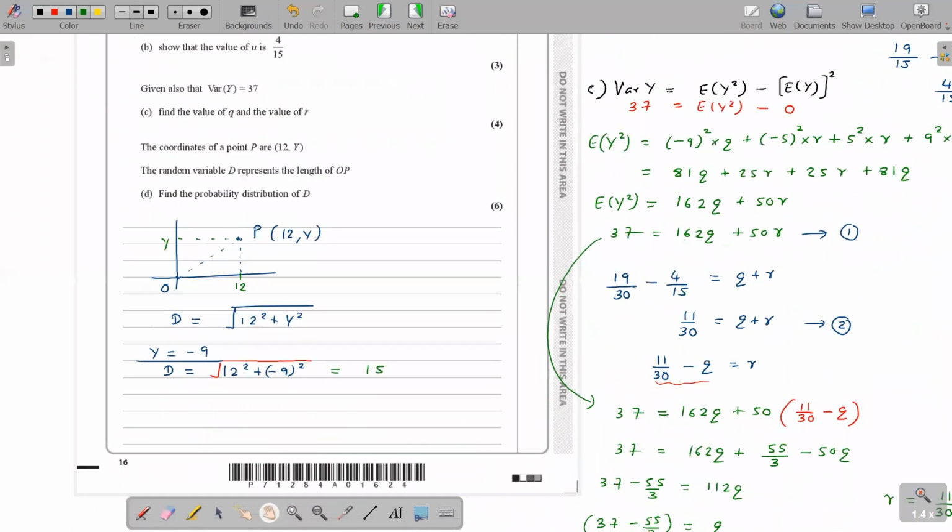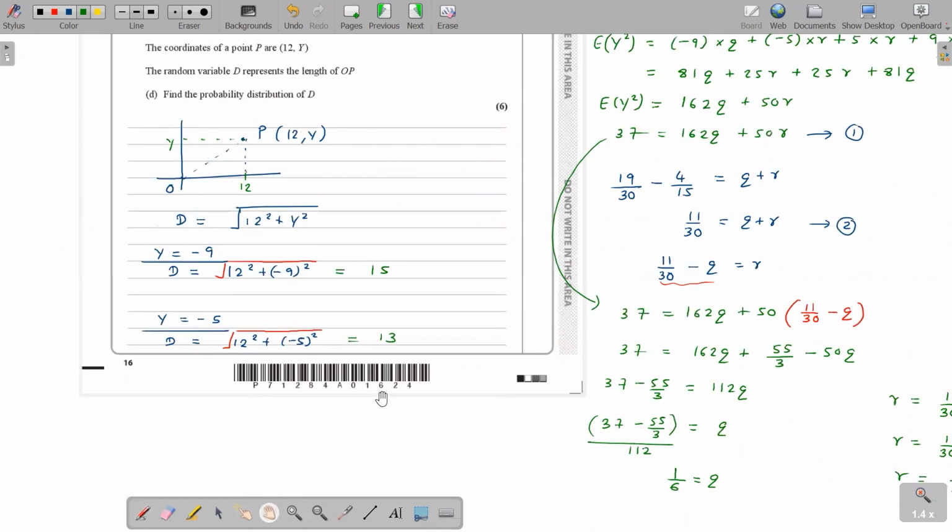Then the next one when y is minus 5, D is 13. Next when y is 0, 12 squared plus 0 squared, square root, it becomes 12. Next one when y equals 5, again 13. You can see for y equals minus 5 and y equals plus 5, we get the same answer, and y equals minus 9 and plus 9 we get the same answer. Why? Because basically 9 squared and minus 9 squared give the same answer.